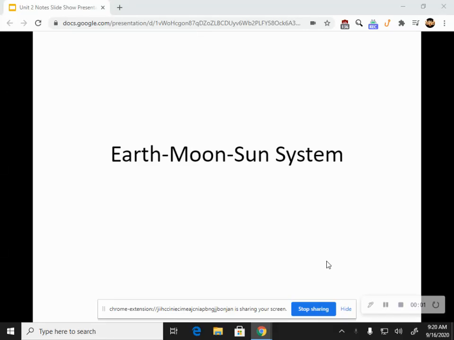All right, this is long, so we're going to split it into three parts. So we're talking about the Earth, Moon, Sun system. So this is us. This is astronomy dealing with our immediate area.